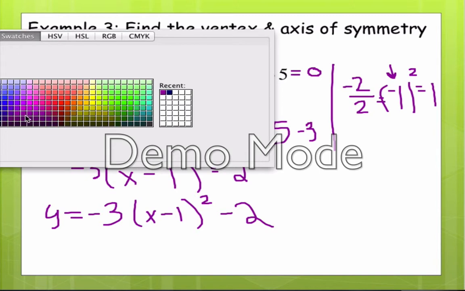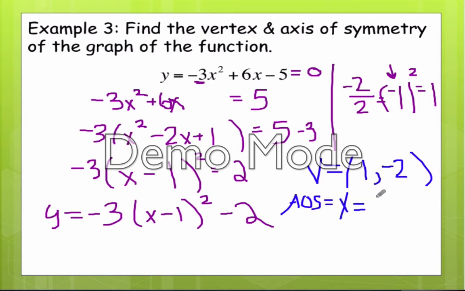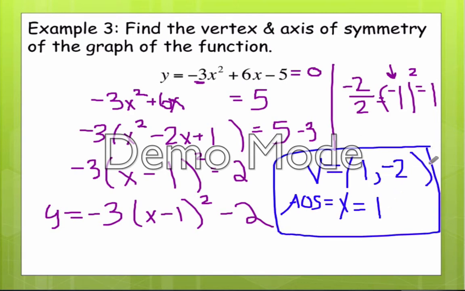Now we are done. We just have to identify our vertex and our axis. Okay, my vertex is going to be +1, -2. And my axis of symmetry is going to be x equals the x value of the vertex, which is 1. And you know what? We can take a quick look at the graph.